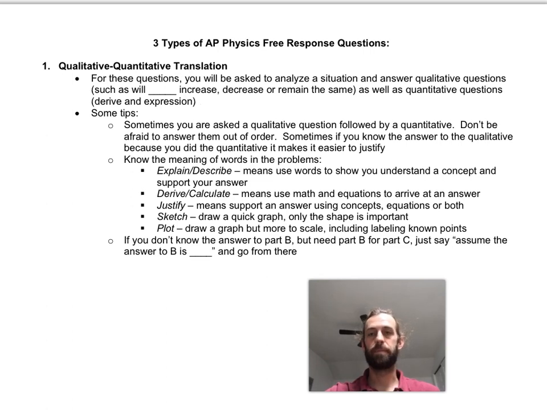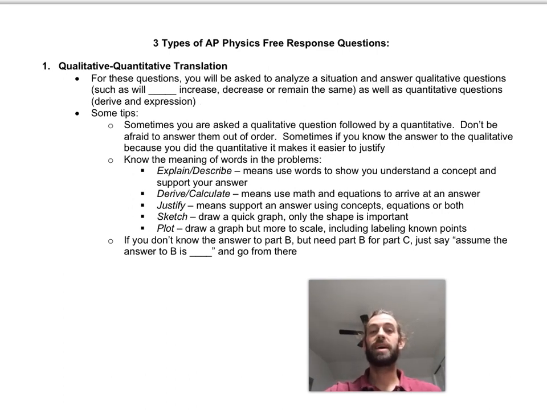The one last thing I want to talk about is that a lot of these questions, and like I said, there will be one of these on the exam, it will be the first one, will ask you to, once you do your qualitative part and your quantitative part, connect them. So these are the questions where sometimes we'll say, explain how your derivation, or which parts of your derivation from part C, support your answer to part B, blah, blah, blah. Okay, so be prepared for that.